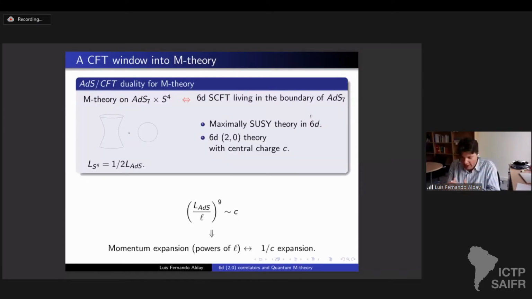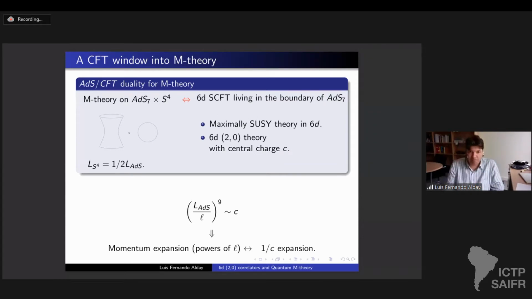Now, in order to do that, we need to consider a completely different approach to this problem. This approach will be using the AdS/CFT duality. But in this case, I will not use the usual AdS/CFT duality relating a string theory on AdS5 × S5 to N=4 super Yang-Mills, but rather we use the duality relating M-theory on AdS7 × S4 to a 6-dimensional superconformal field theory living on the boundary of this AdS7 space.